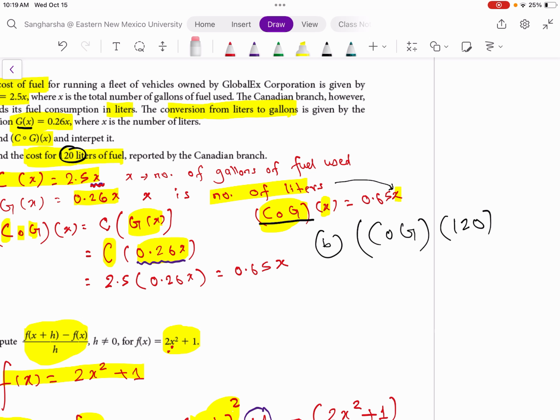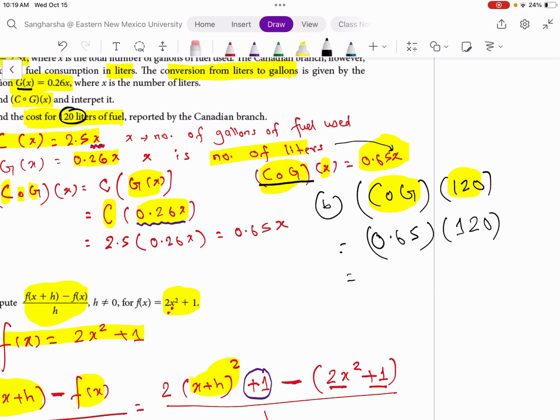Now how do we find C composite G of 120? Which function do we take here? We take C composite G function, and C composite G is 0.65x. You replace x of this expression by 120. So we have 0.65 times 120, and this is equal to $78. So it has to be in Canadian dollars. Okay, so this is how we can use our composite function.